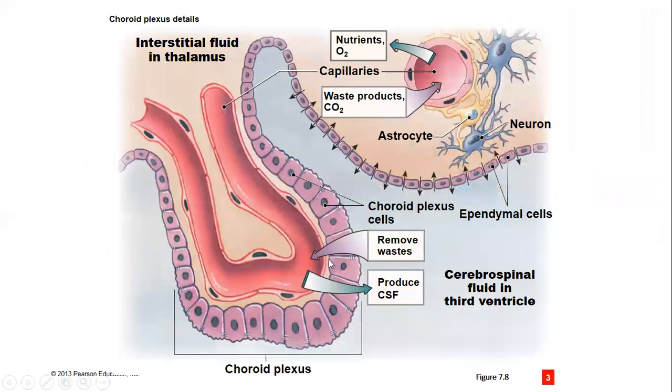Here's a larger view of that. So here's a capillary, right? These are capillaries. This would be the cells that line, the ependymal cells. All of this is the choroid plexus. So I said it was capillaries, basically lined by ependymal cells, right?